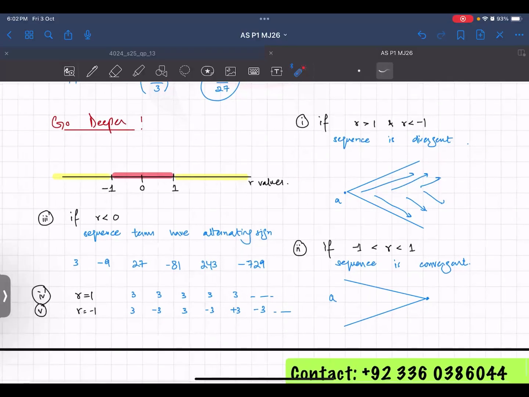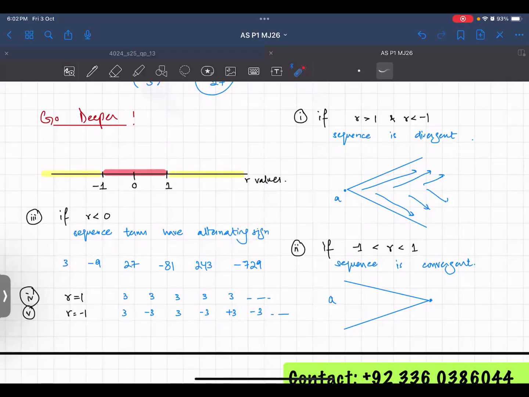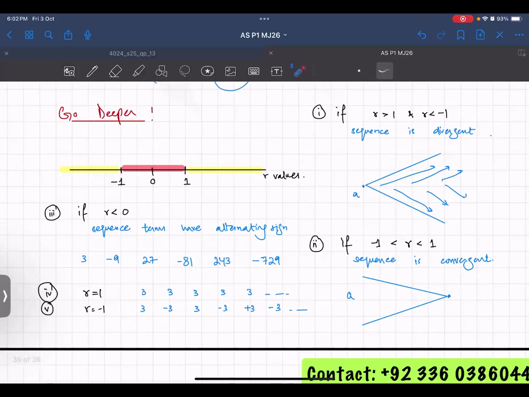Okay, copy all of these formulas and this understanding down. If you have any questions, ask. And now we'll move on to the sum of the sequence, the sum of the first n terms.